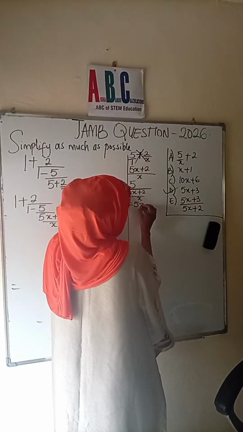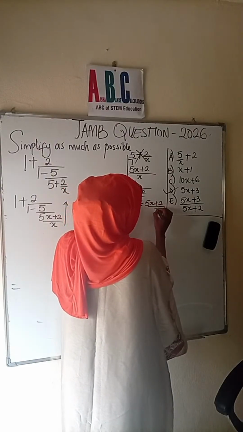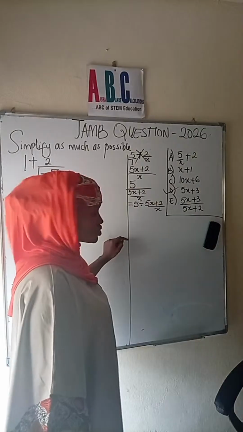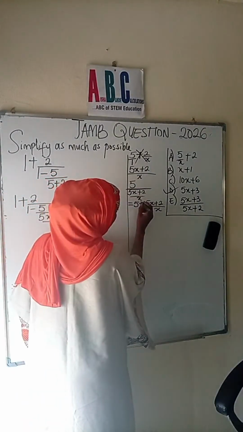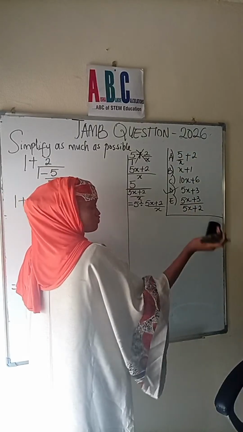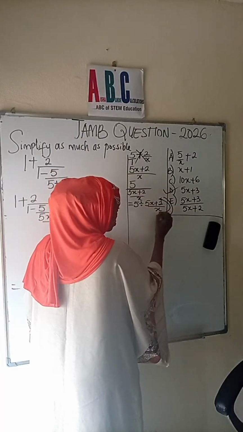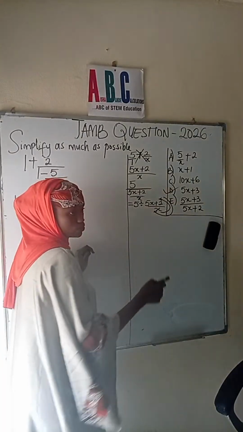This is a division line, divided by what? 5x plus 2 all over x. So this division will turn to multiplication. When that happens, the fraction will flip. What we mean by it flipping is that the denominator becomes the numerator and the numerator becomes the denominator. Look at the arrow.